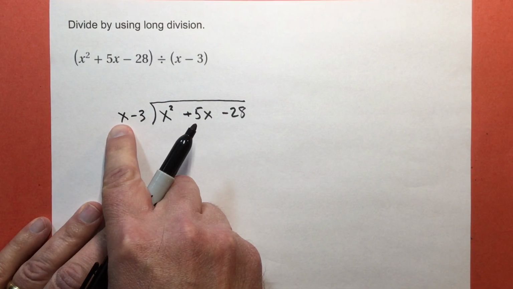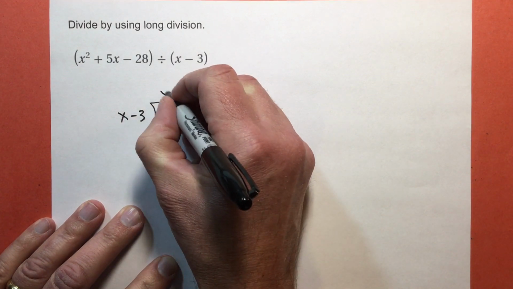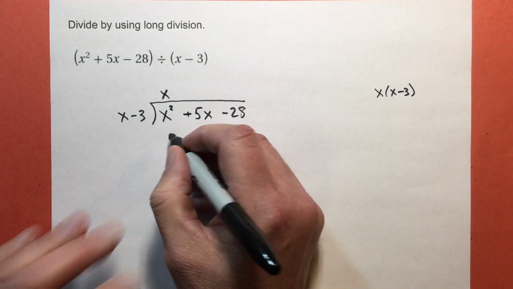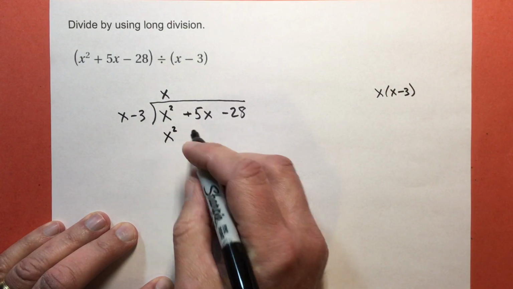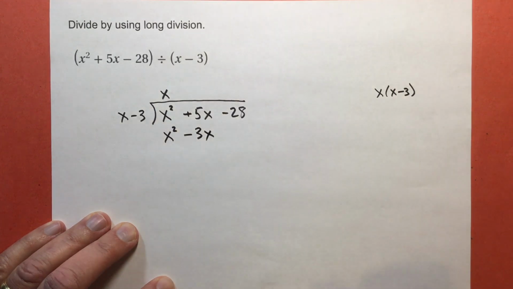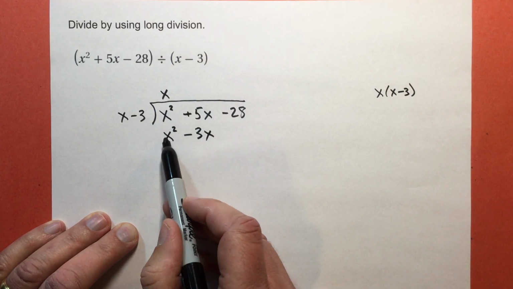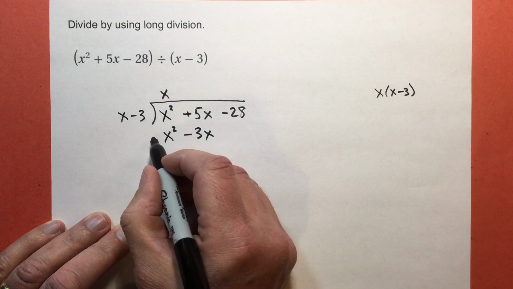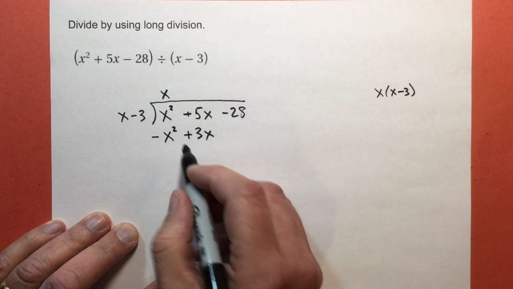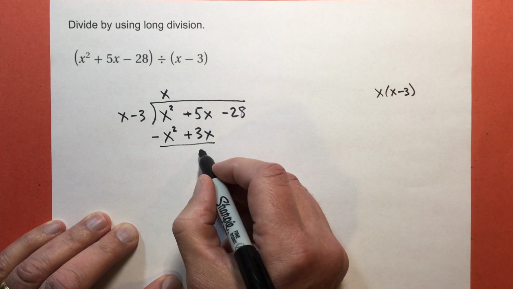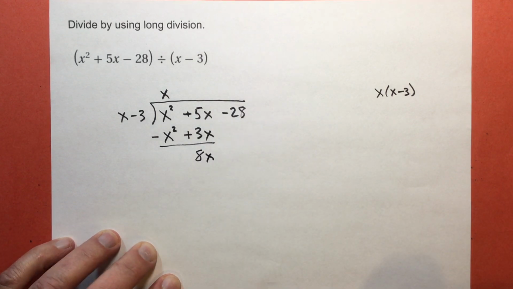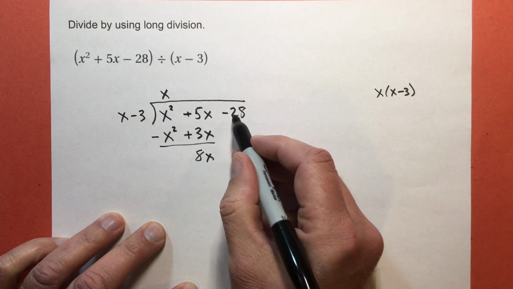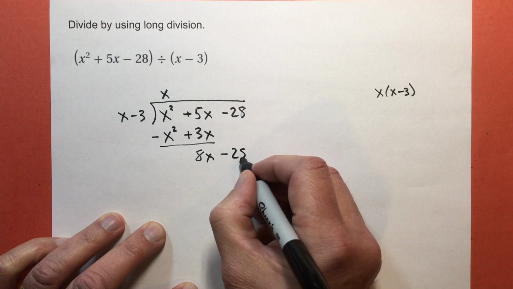What do I multiply x by, and I get x to the second power? That's another x. So x times x subtract 3 is going to be x squared subtract 3x. I'm going to take this polynomial, x squared subtract 3x, and I'm going to subtract the whole thing. That means I'm going to add the opposite of both of them. 5x plus 3x equals 8x. Just think of it as adding 0, so negative 28 plus 0 is going to be negative 28.